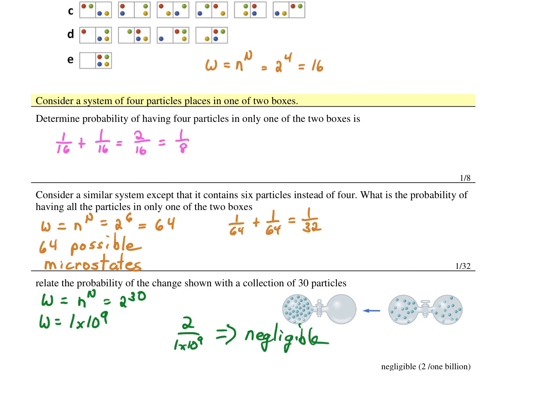And this corresponds to still a relatively small number of particles. So if we expand this to a real-life situation, the probability of this event happening is vanishingly small.